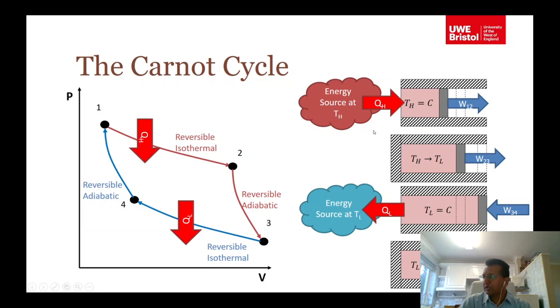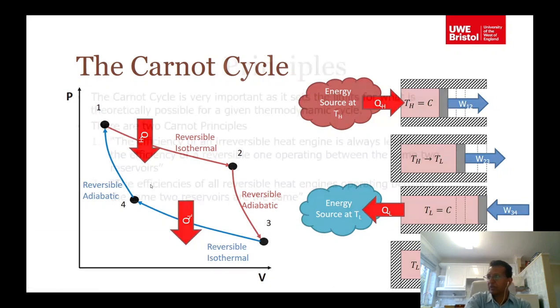The first one is constant temperature heat addition. The second, 2 to 3, is constant entropy work out, and 3 is constant temperature heat rejection, and 4 is constant entropy work done.